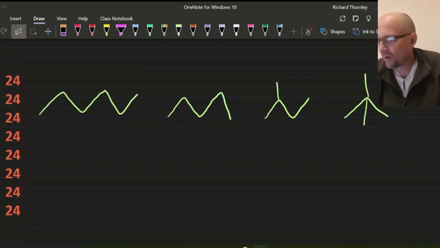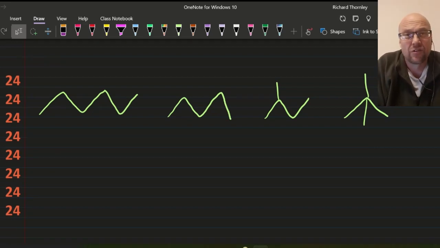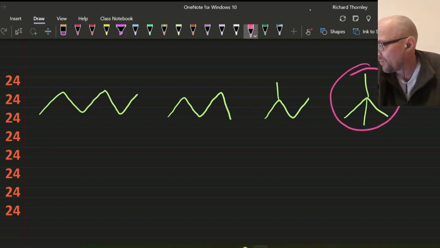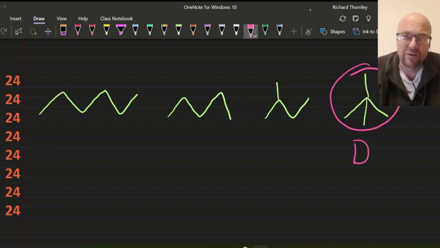24, what has the lowest boiling point? Okay, sticky sausage, non-sticky balls. That's how I remember it. Sticky sausage, non-sticky balls. Lowest boiling point, non-sticky balls. So it's that one. That's going to be 24D. Why are you saying that, Thornley?